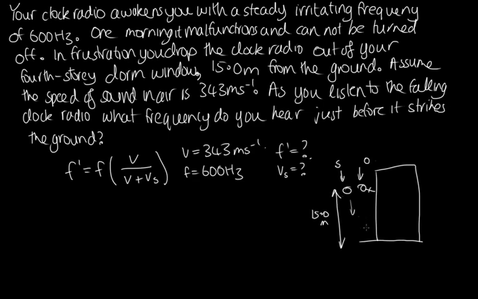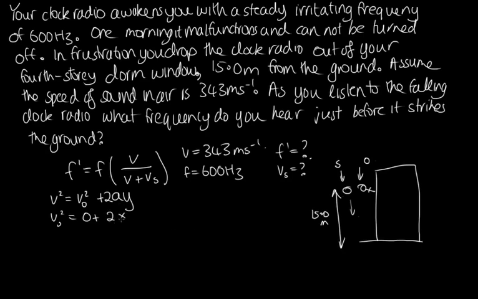So to do that we're going to need to go back to those kinematic equations. So we're going to need to use the formula v squared equals v naught squared, so the final velocity squared equals the initial velocity squared, plus 2a times the distance. Okay, so v squared, that's the velocity of the source squared just before it hits the ground. You're dropping it from rest, so this is 0.